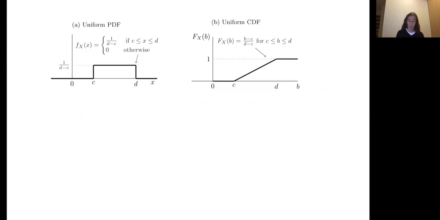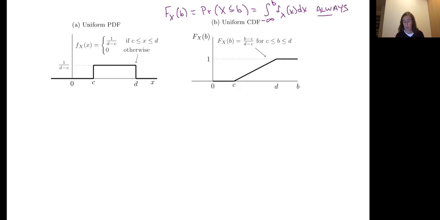So just remembering what's always true, whether we've got this particular random variable or any other continuous random variable: the CDF, capital F, of x as a function of b, tells us the probability that x comes out to be less than or equal to b, and we find that by taking the integral of all values up to b of the PDF of x with respect to x. Okay, so this is always what happens.